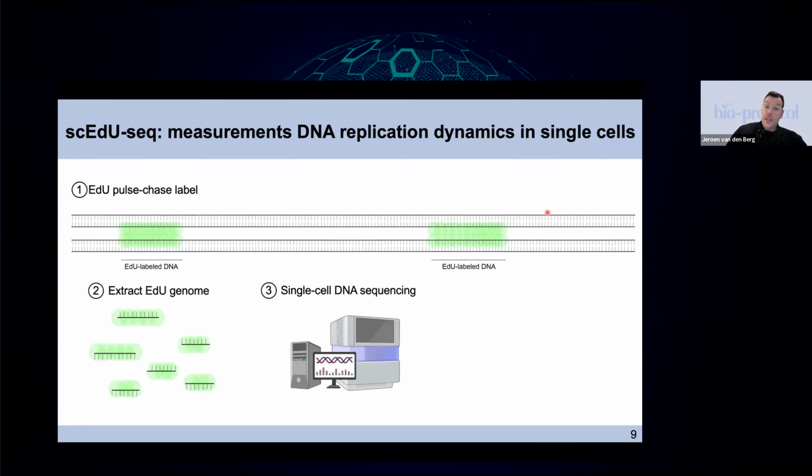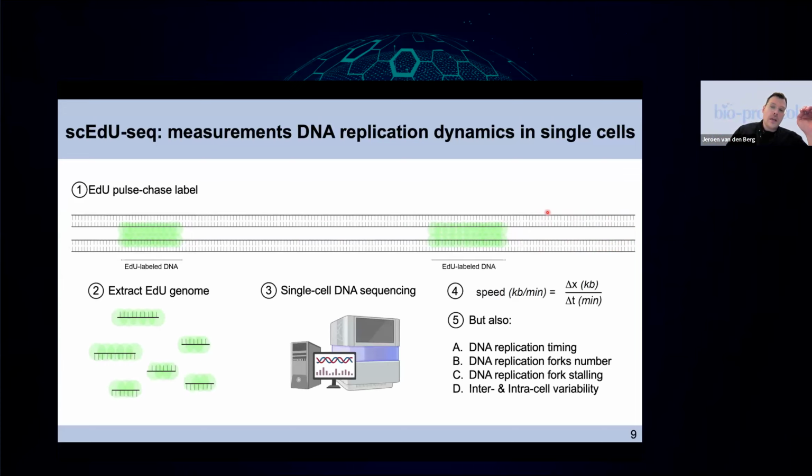We can then do single-cell DNA sequencing, as I also described before, and then we can quantify the speeds, which I will come back to later. But as I told you before, we can also do DNA replication timing, fork number, etc. So how do we now, from these 2 pulses, quantify our DNA replication speeds? A logical thing to do would be to measure the distance between these 2 pulses and divide it by the time. And that is more or less what we do.